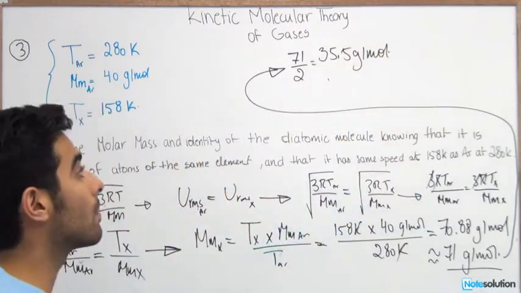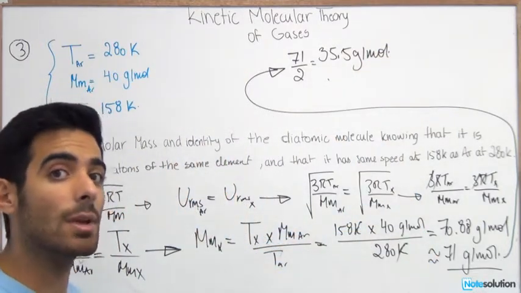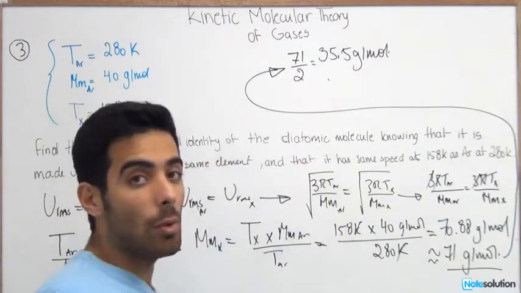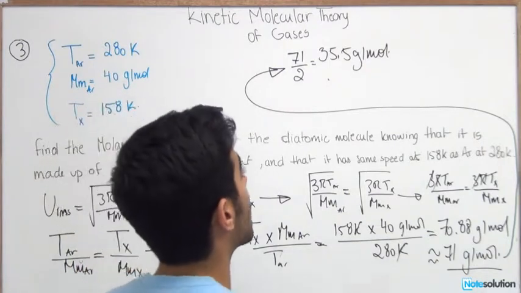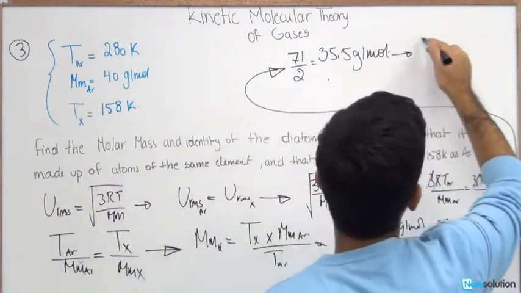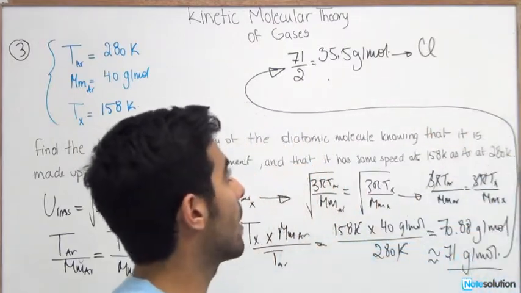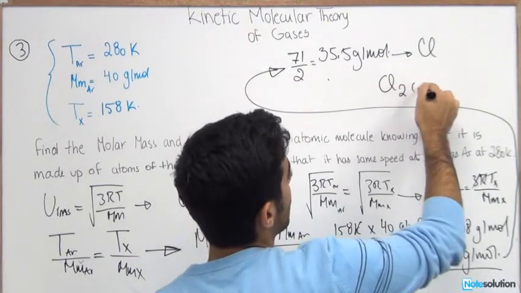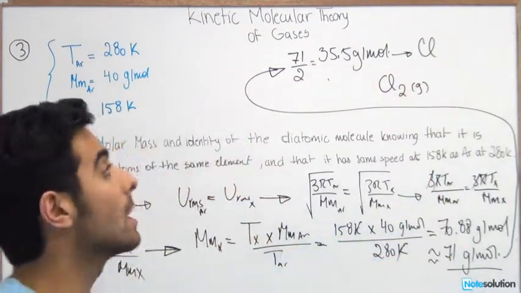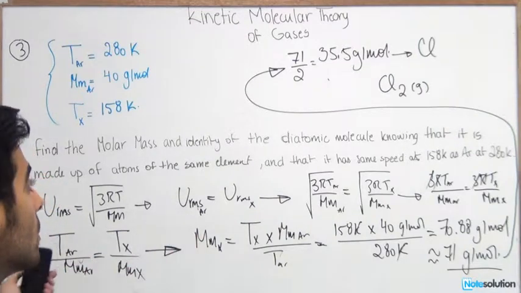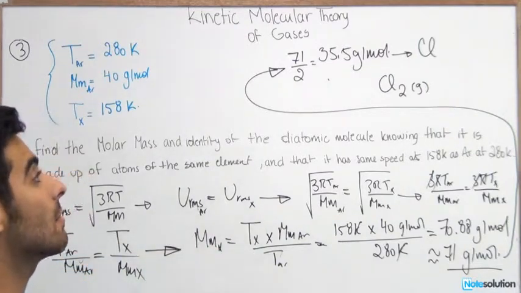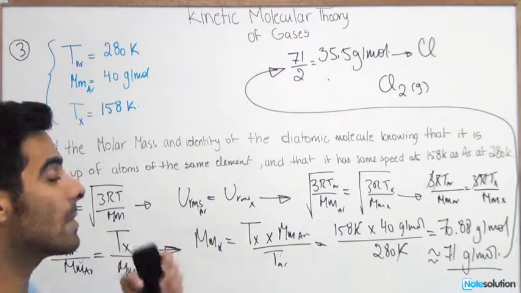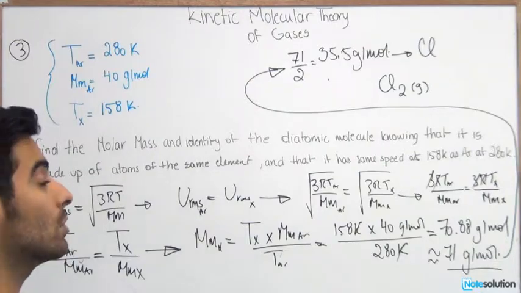So at this stage now, most likely you will be given the periodic table in your test. So you just go through the periodic table and see which one has a molar mass of 35.5 grams per mole. In this case, we know that chlorine has 35.5 grams per mole. So the molecule of interest is Cl2 gas. There you go, guys. So we managed to find the molar mass and the identity of the element, or the molecule, that we're studying, all from the equation for the root mean square speed.